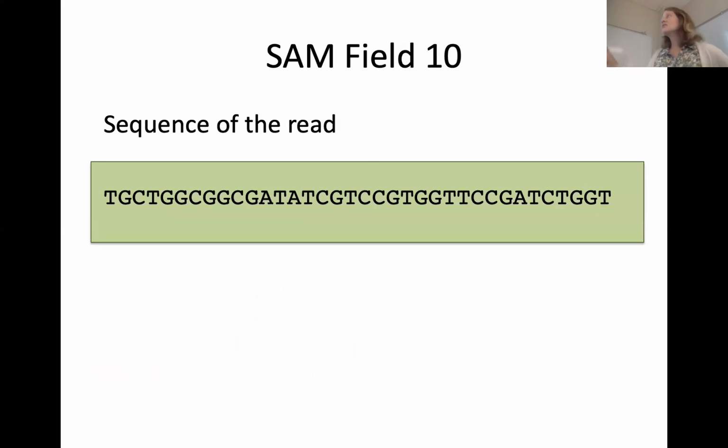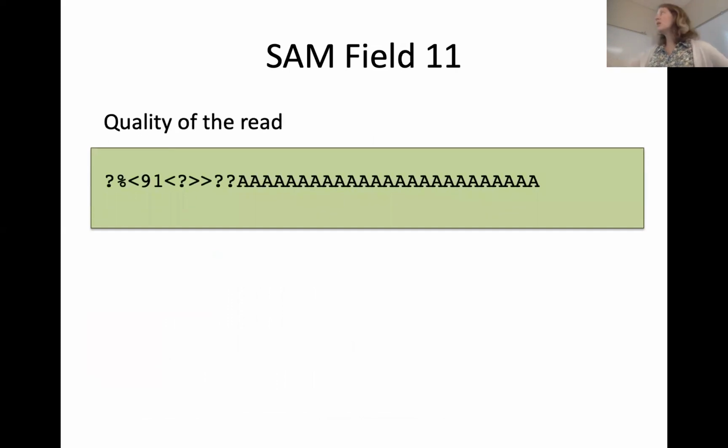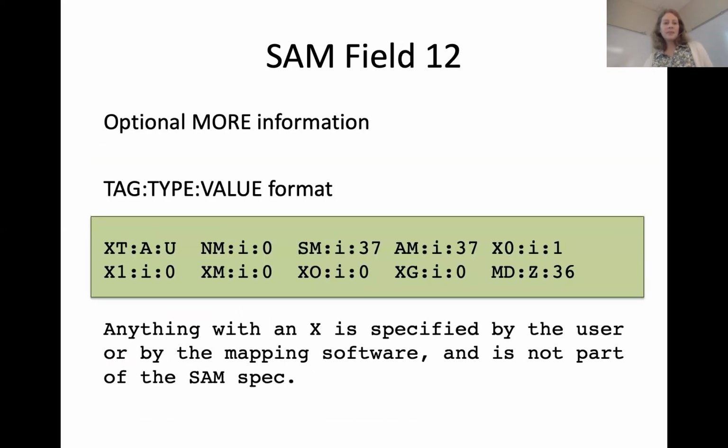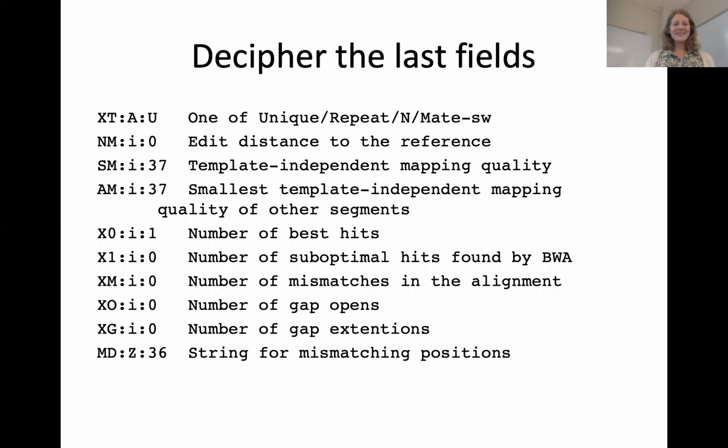Then the entire sequence of the read is embedded in the SAM file, along with the quality values of the read. So this takes every single piece of information that was in that FASTQ file and re-embeds it into the SAM file. And then you have this junk drawer situation where in the last field, you can put all kinds of random information. And I have some examples.